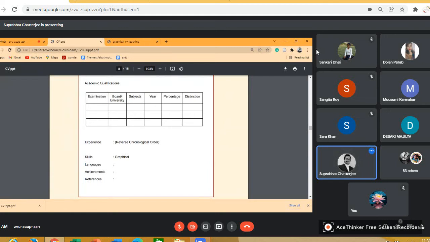or validation of your credentials, or they might ask them how you were as a student, what your achievements were, and things like that. So first take their permission, and also give their name, designation, email ID, and phone number.